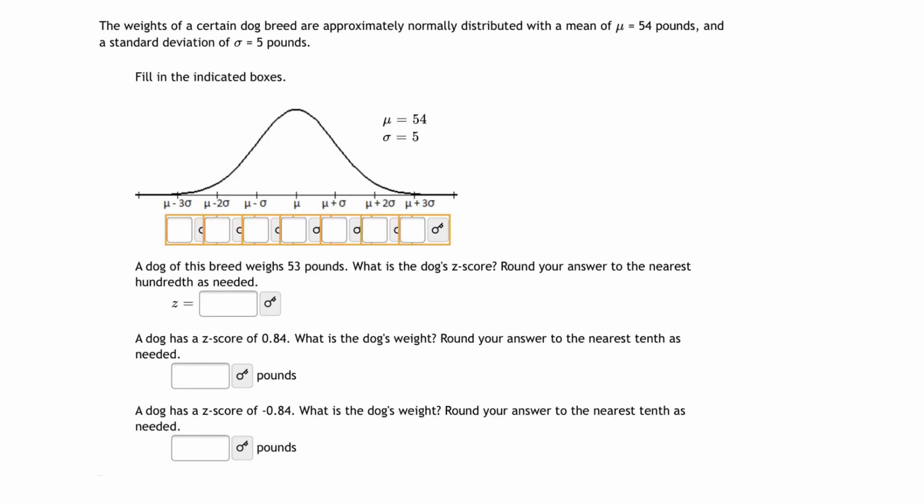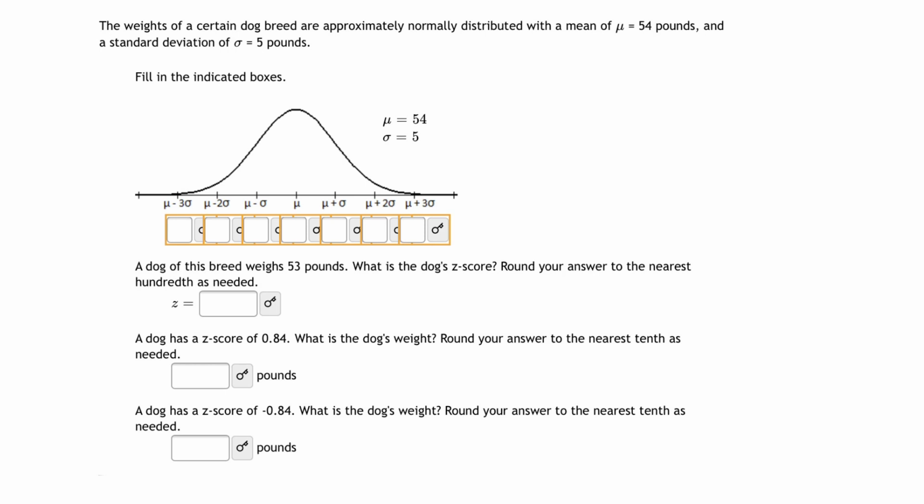The weights of a certain dog breed are approximately normally distributed with a mean of 54 pounds and a standard deviation of 5 pounds. We're first asked to fill in the indicated boxes. Then we're asked if a dog weighs 53 pounds, what's the dog's z-score? And then if a dog has a z-score of 0.84, what is the dog's weight? In addition, if the dog has a z-score of negative 0.84, what is the dog's weight?